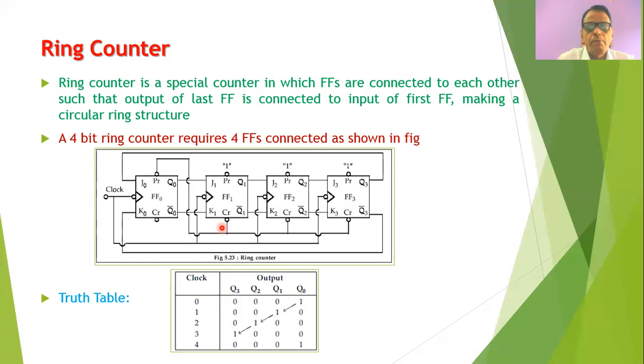Initially, before applying the clock pulse, when we apply 0 to the clear and 0 to the preset of the first flip-flop, the output of the counter will be 0, 0, 0, 1. When the first clock pulse is applied, the output will change to 0, 0, 1, 0. When the second clock pulse is applied, the output will change to 0, 1, 0, 0. When the third clock pulse is applied, the output will change to 1, 0, 0, 0. And when the fourth clock pulse is applied, the output will go back to the first state, that is 0, 0, 0, 1.